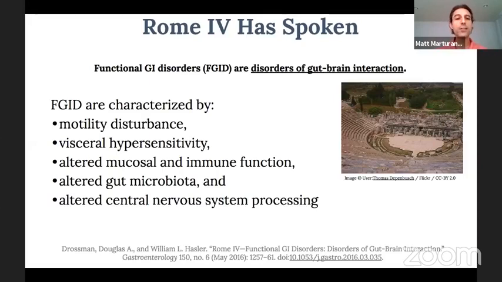And then finally, there's altered central nervous system processing. And what that means is that people can experience difficulty with their memory. They can experience difficulty processing emotions. Their personality might even change.